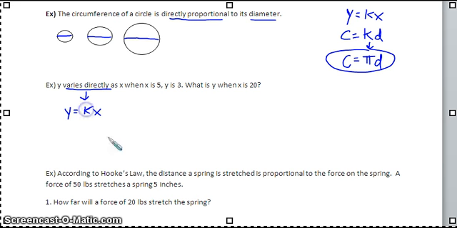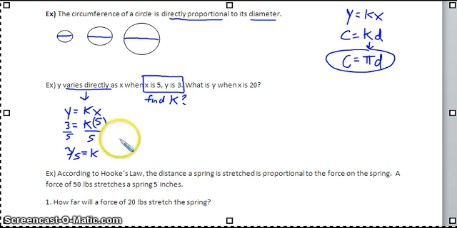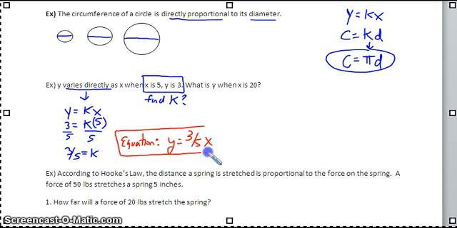Then the next thing you'll do is deal with this piece of information. If you know what x is and you know what y is, let's find the constant. So that's what we have to do next: find k. So x is 5, y is 3. Our equation would look like this. Divide by 5. I'd find that k is equal to 3/5. So now I can write the equation for direct variation as y equals 3/5 of x. This is an important step to do because I can't really do this portion of the problem until I have that. So don't forget this step.